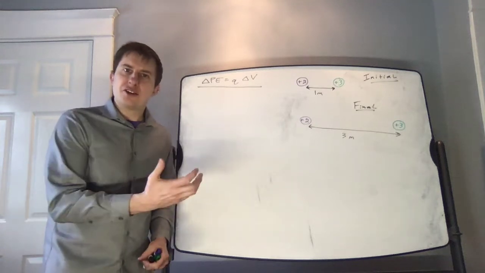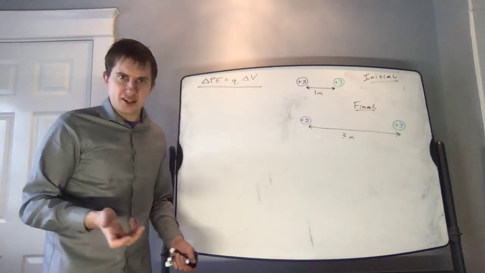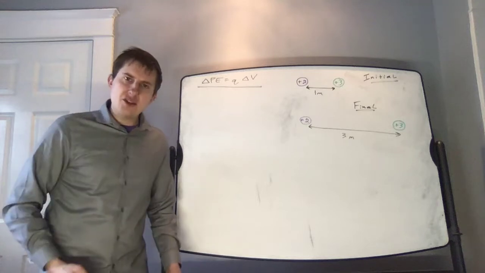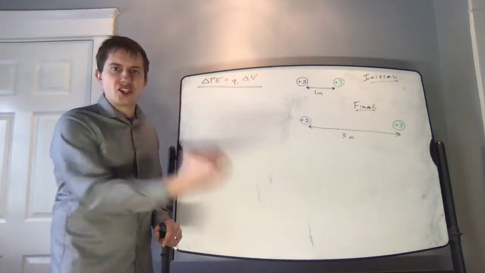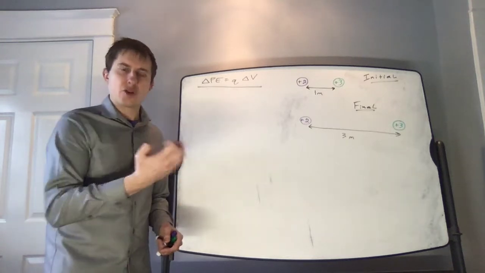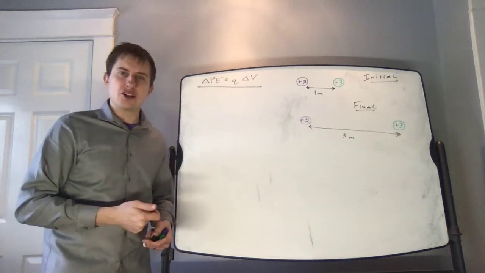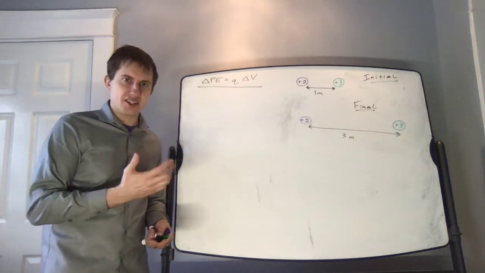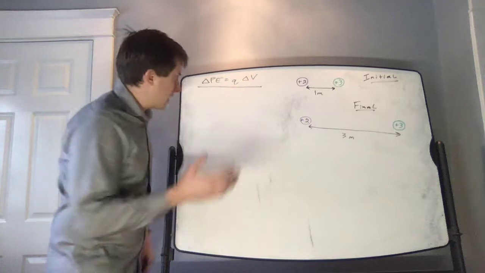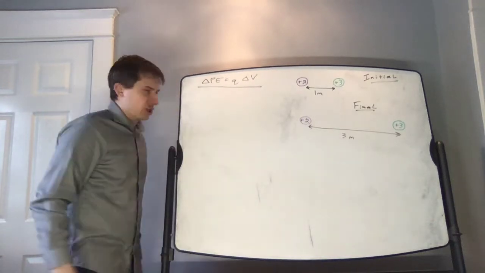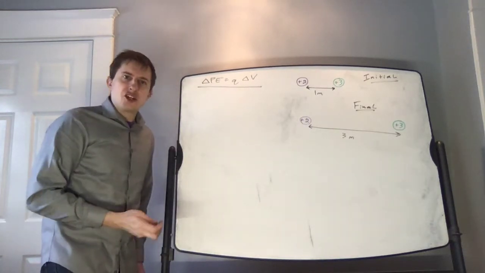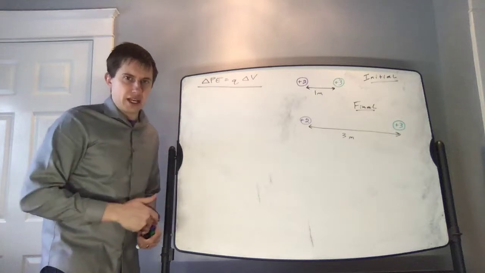We're told that initially the two charges are separated a distance 1 meter apart, but then the plus 3 coulomb charge moves to a final position of 3 meters away, and we're asked to find the change in potential energy of the system. We said that whenever we work with this equation, we need to pay attention to which charge is moving.